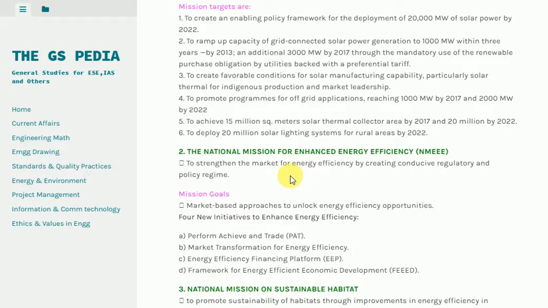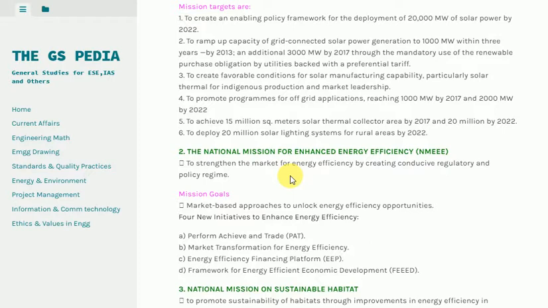2022. 5. To achieve 15 million square meters solar thermal collector area by 2017 and 20 million by 2022. 6. To deploy 20 million solar lighting systems for rural areas by 2022. 2. The National Mission for Enhanced Energy Efficiency, NMEEE.